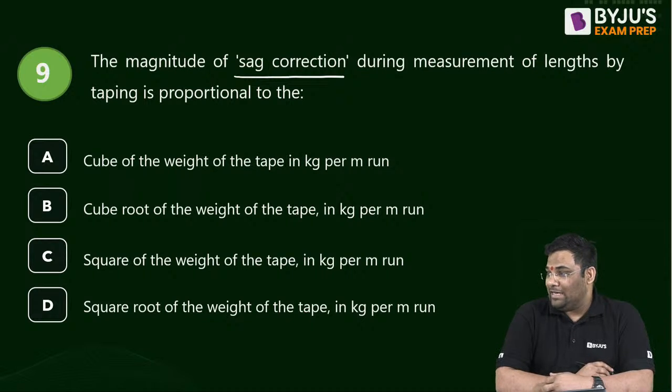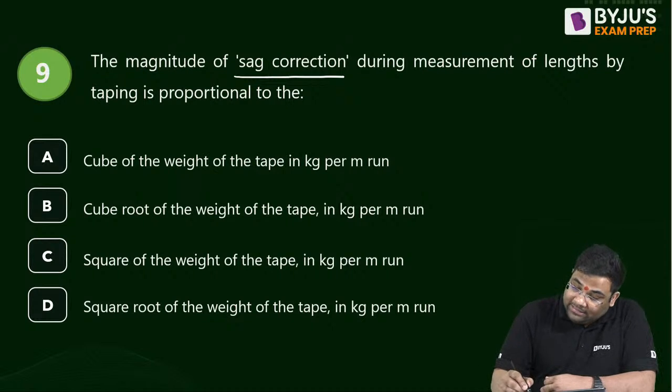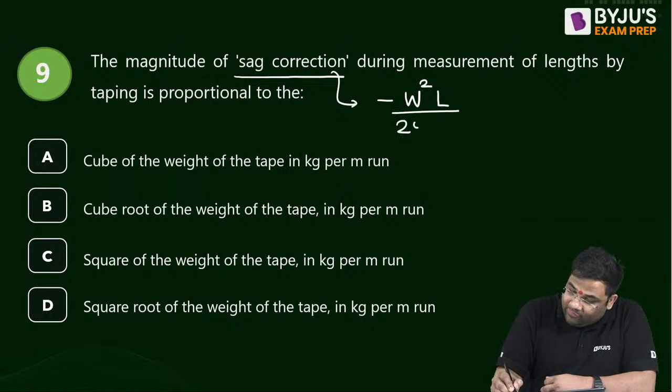What is the answer? C. Others, what are they doing? Not revising. Yes, the answer is C. So the sag correction is minus total weight square into L by 24 into your pull square.